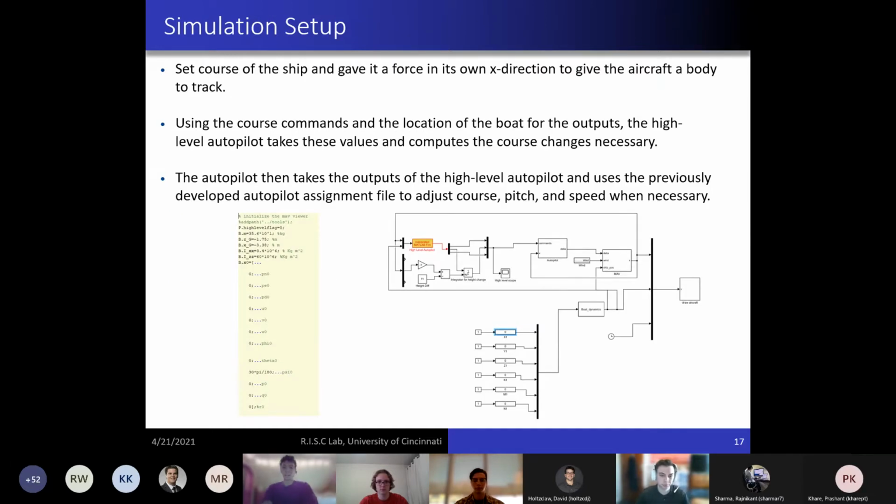So Daniel just stated what it steps through to get to our final output. To model that in Simulink, we took that exact process: the boat dynamics output into our high-level autopilot, which then outputs states into our regular autopilot, and it kept iterating until we got a correct simulation.